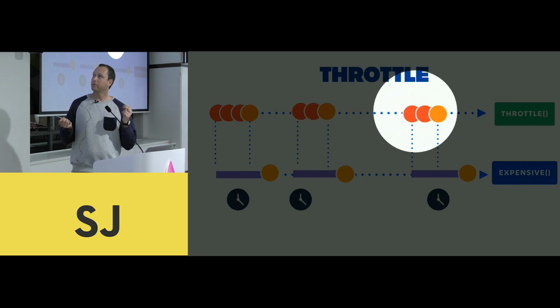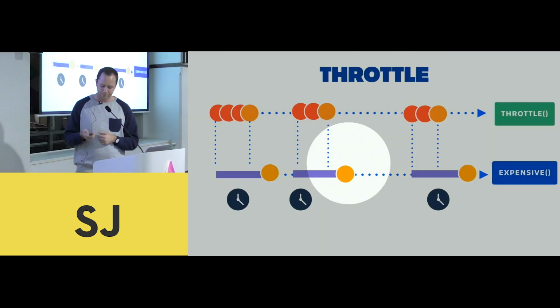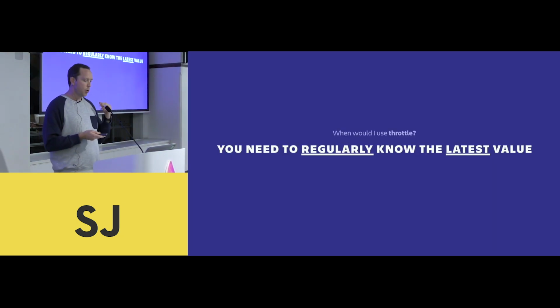And same again here. We have 3 calls. The first one starts the timer. The third one's the actual one that gets called with the value. So when would you use a throttle? This is when you need to regularly know the latest value.